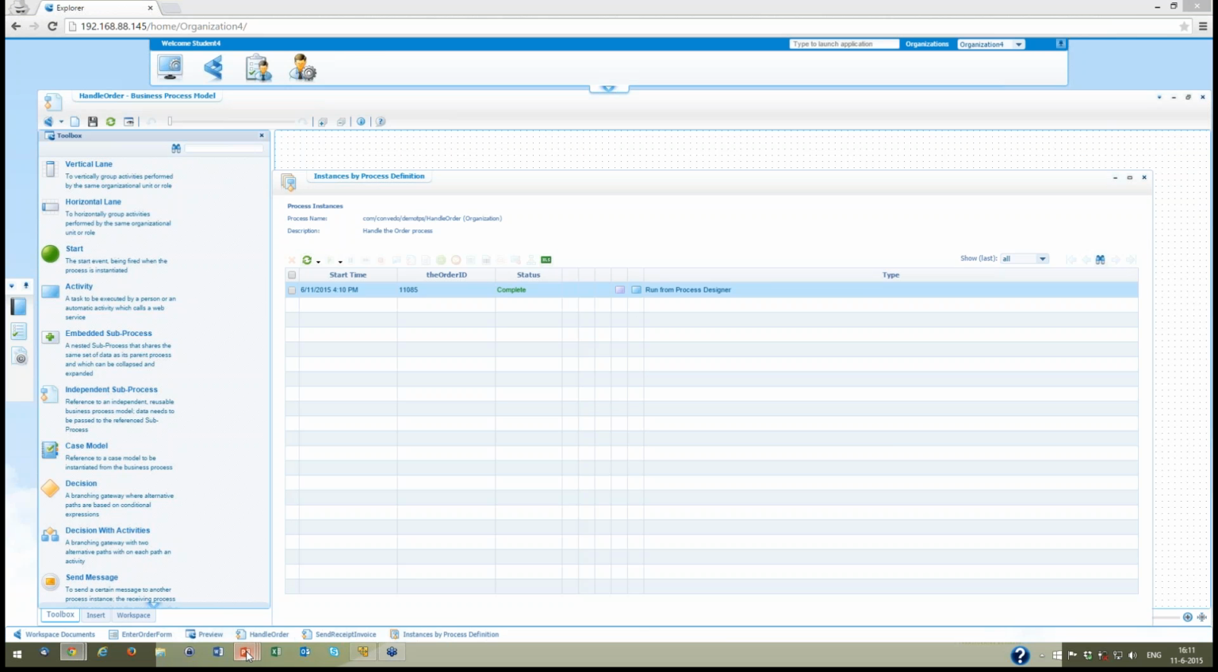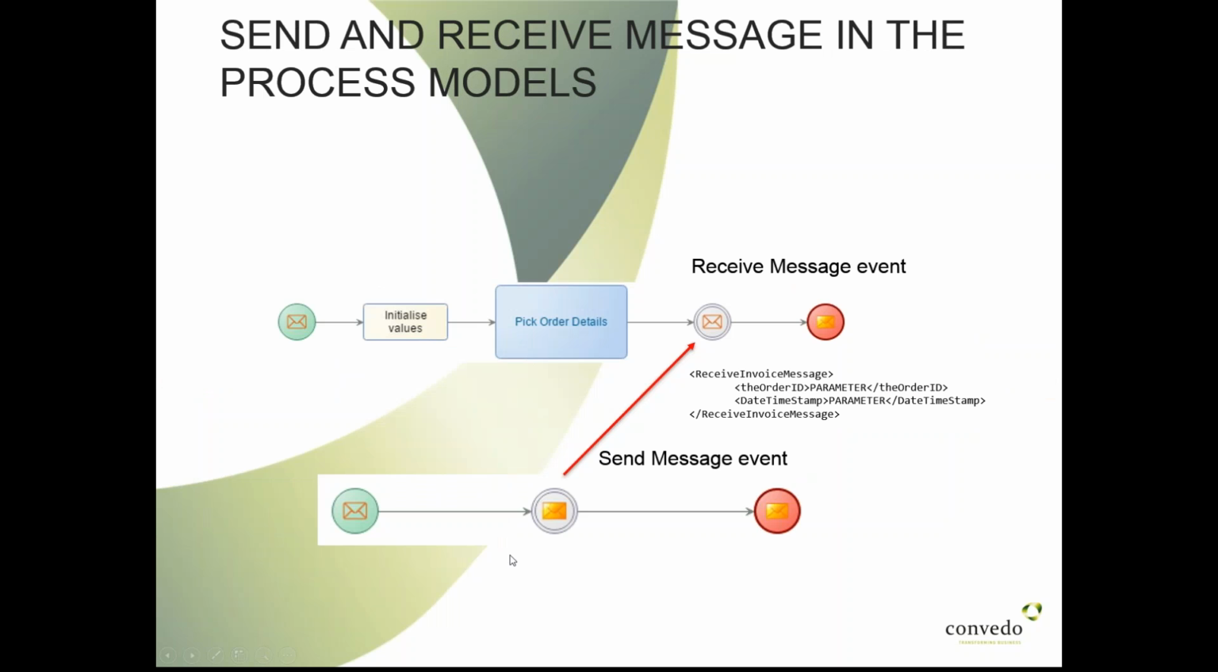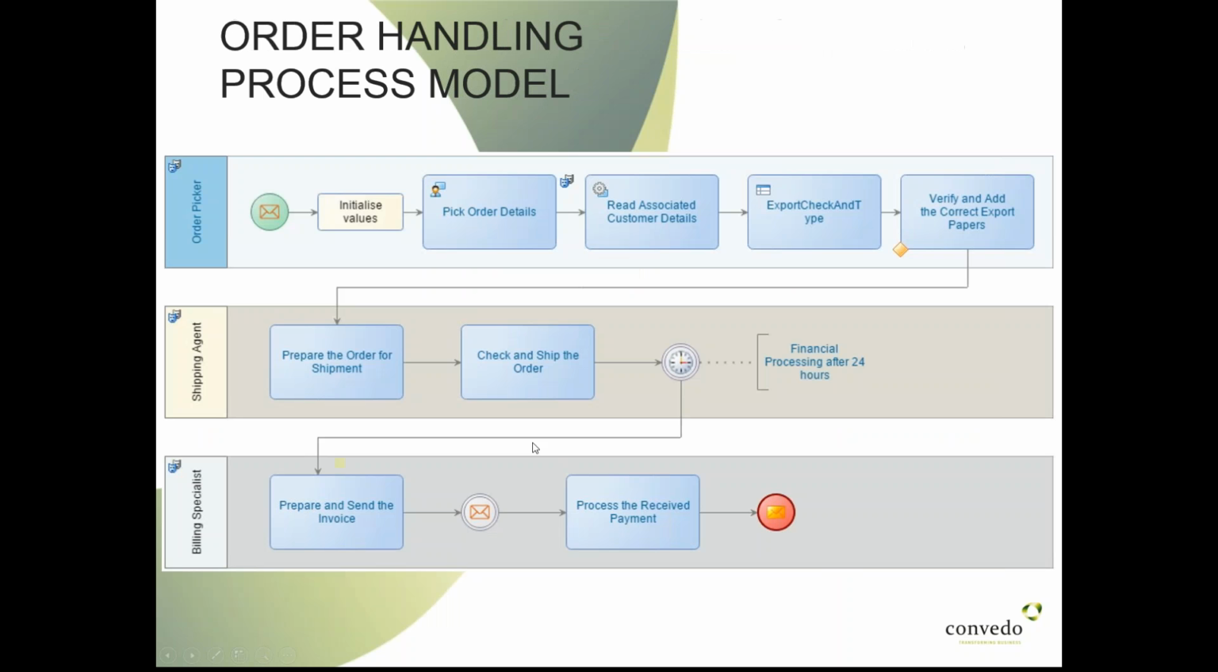What I'm going to do, and let's go quickly back to my presentation. So this is the save order process. I have an initial handle order process, which I will enlarge, using the send and receive message events to pass messages, and I will enlarge it to this kind of process where we have 3 different roles working on the shipment, the picking of the order and shipment, and the handling of the bill. We have the order picker, the shipping agent, the billing specialist, and while having this kind of model, I will start implementing separate parts of the model.